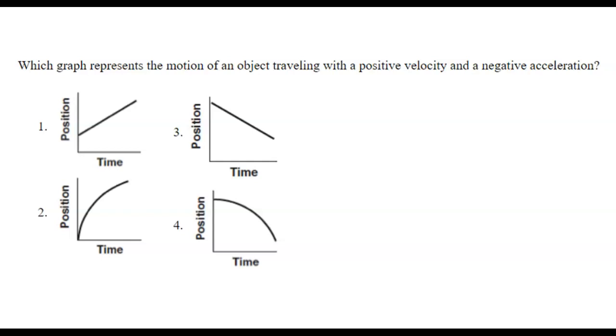All right, so everybody's favorite topic, we got a motion graphs question. So we're asked for which graph represents the motion of an object traveling with a positive velocity and negative acceleration. So we can look at these separately and cross the things out that don't have them. So first, let's look at that negative acceleration.